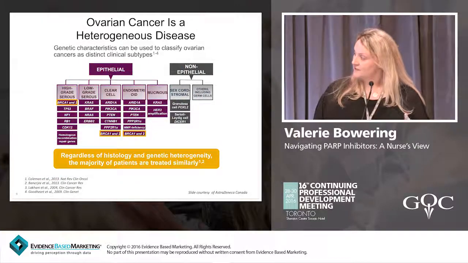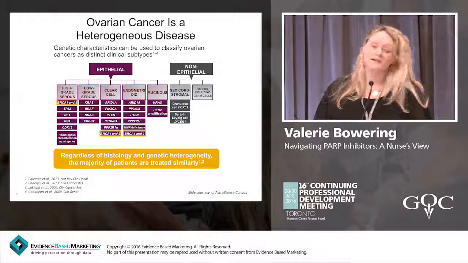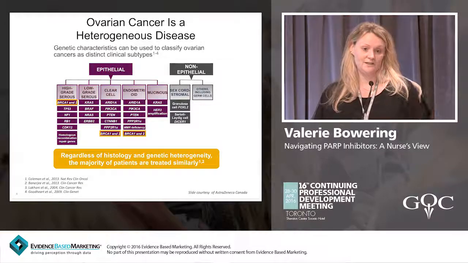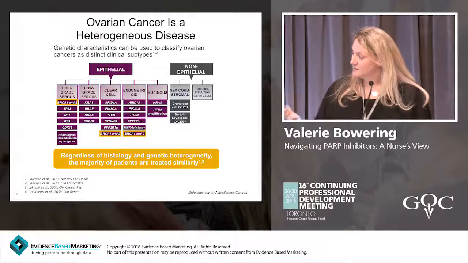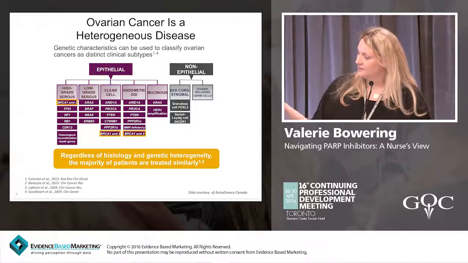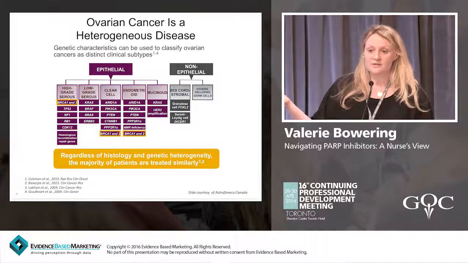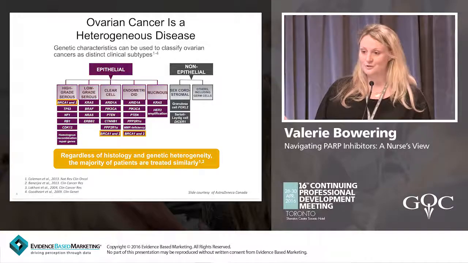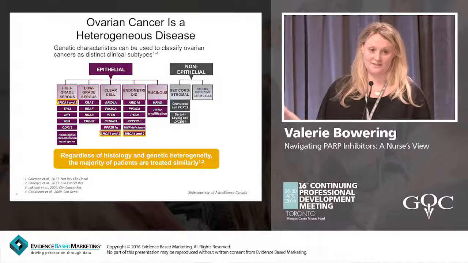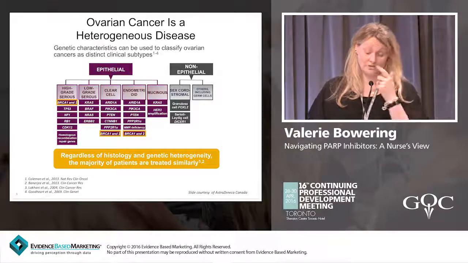This is a busy slide, but I just wanted to point out that ovarian cancer, although we talk about it broadly, is not actually one disease. There are several different subtypes, and there are different mutations associated with the different disease types. There are now some targeted therapies that look at those, and hopefully in the future we'll have them for all of those.